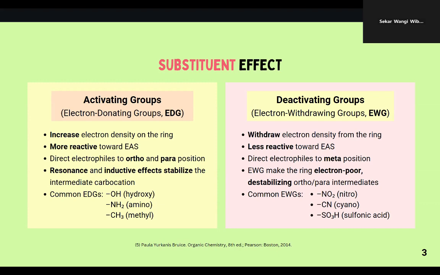The second effect is the deactivating groups. They are electron withdrawing groups. They withdraw electron density from the ring, making it less reactive towards EAS. They will direct the electrophile to the meta position, making the ring electron poor, which destabilizes the ortho and para intermediates. Common examples of deactivating groups are nitro, cyano, and sulfonic acid.